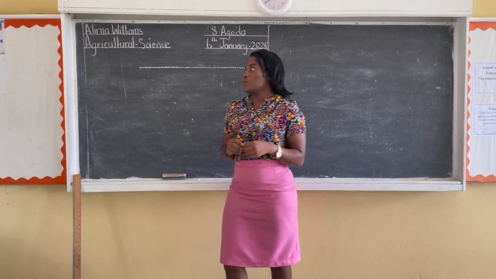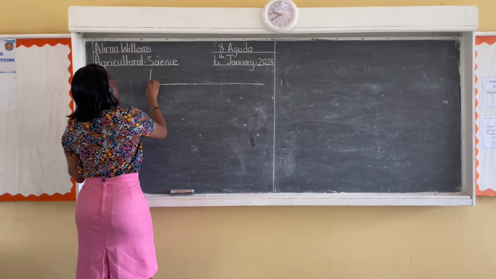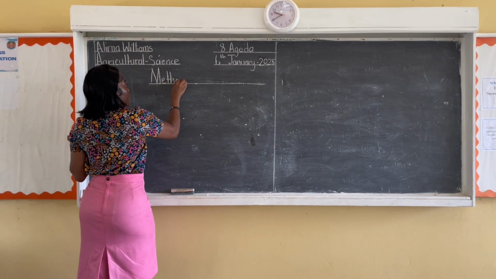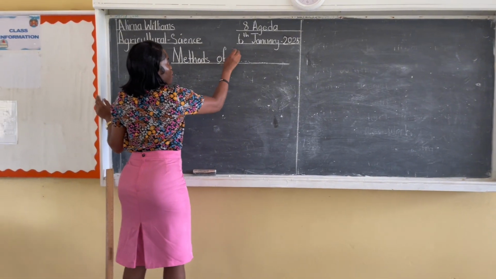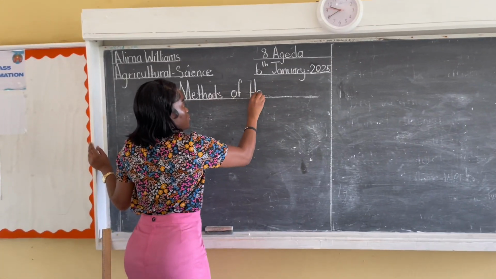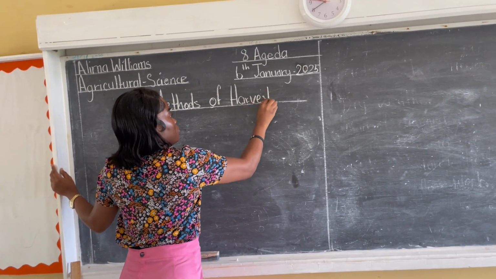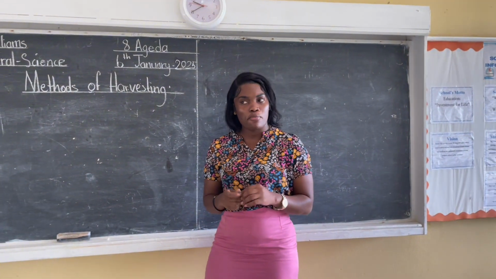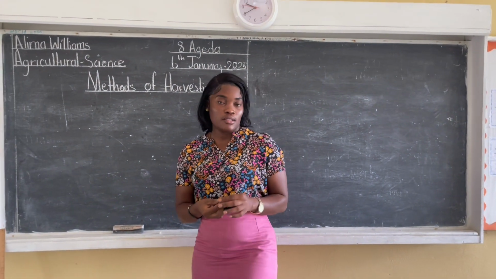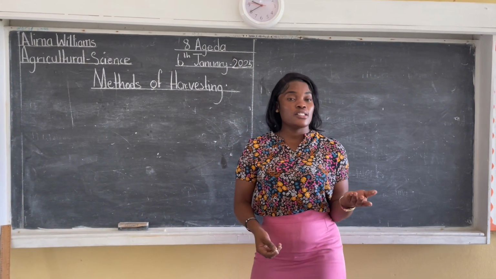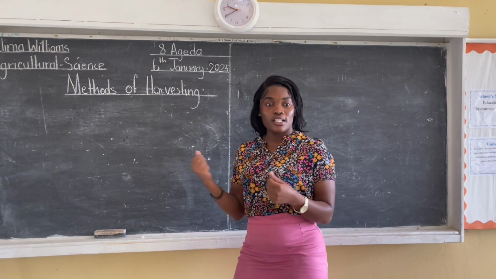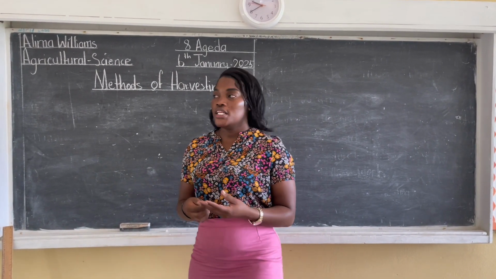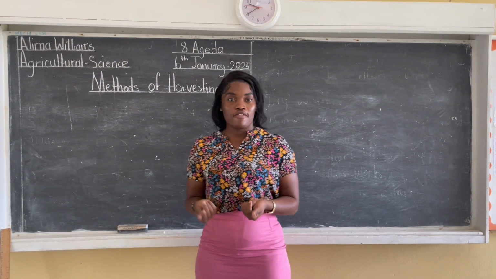So today's lesson, we're going to look at methods of harvesting, or the types of the method of harvesting. I heard someone say that persons were in the field cutting or picking crops. We say these are manual ways of harvesting crops.